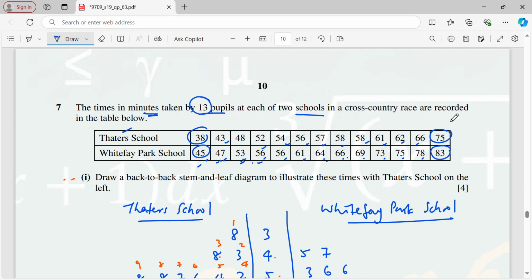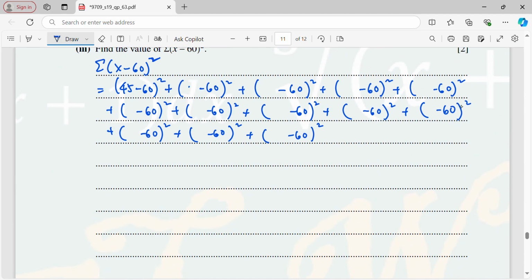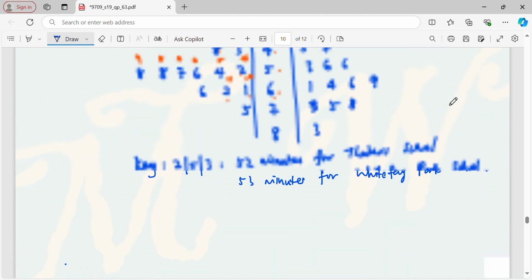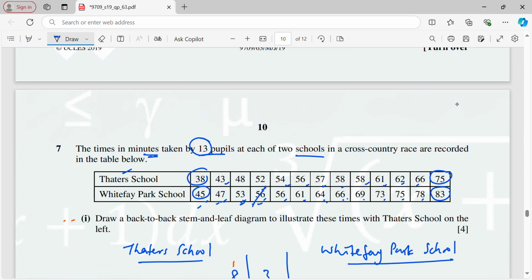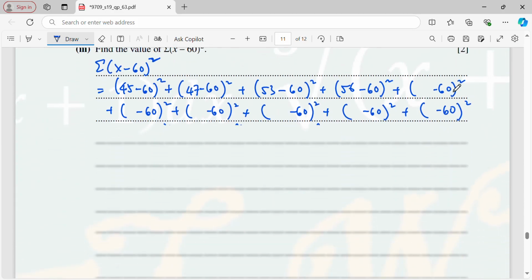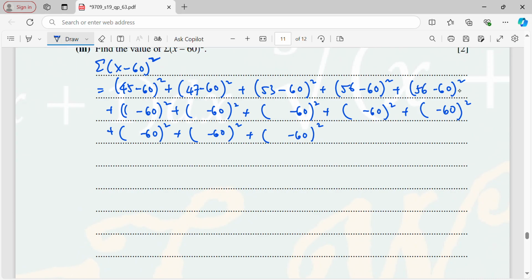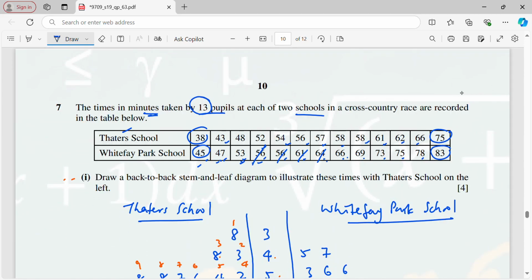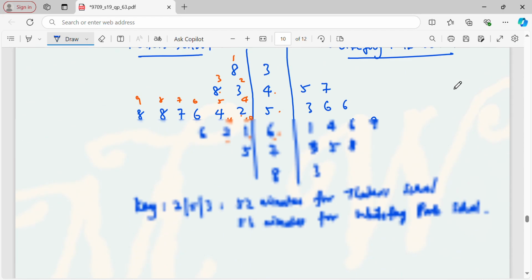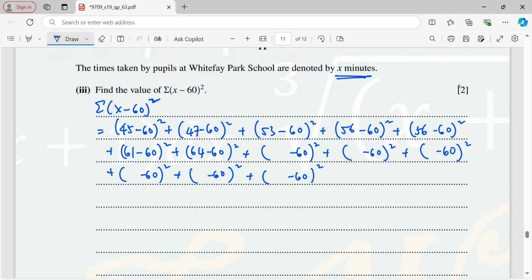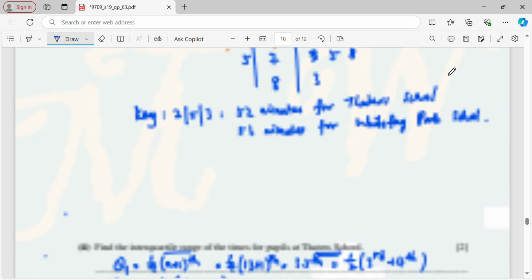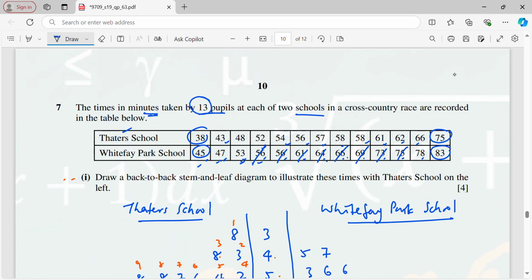47, 53, 56, 61, 64. Then after that, 66, 69, 73. Then lastly, the last three, 75, 78, 83.